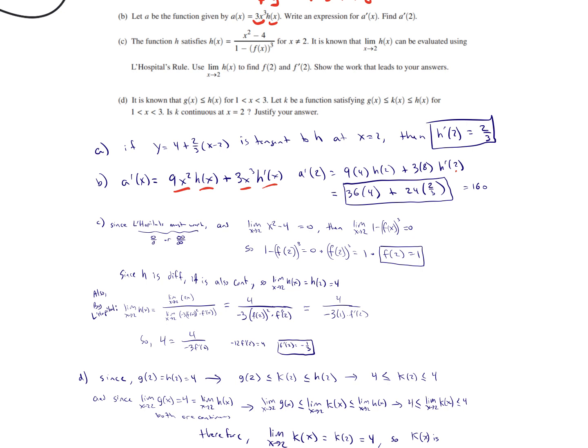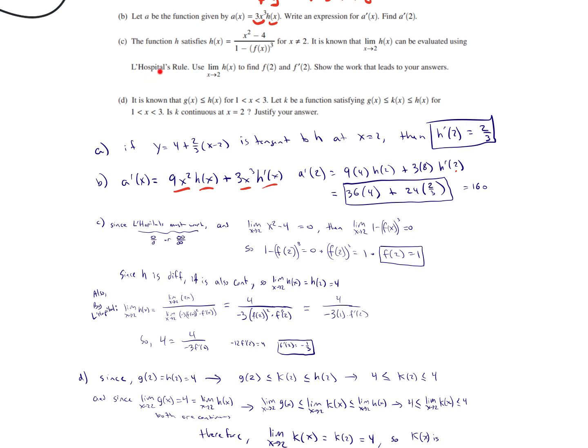So this is one of those where you might look at it and have no idea how to start. Okay. Well, it's definitely important that they say it can be evaluated using L'Hopital's rule. The first thing we always do for a limit as x approaches 2 is plug in 2. Well, we would get 2 squared minus 4, which is 0 on the top, and then 1 minus f of 2 cubed on the bottom. And I don't know what f of 2 is. We haven't been told that. In fact, we're trying to find it.